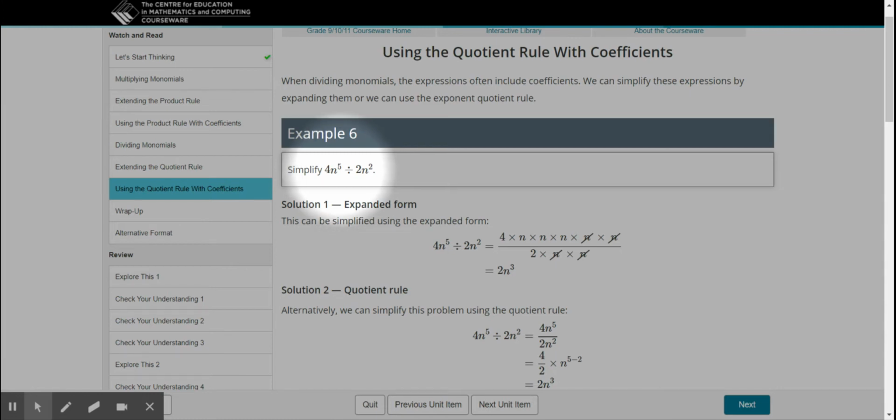So here's the first example. 4n exponent 5 divided by 2n squared. So for us to see it in a detailed fashion, we could do expanded form, which means we take 4, multiply by n by itself 5 times, divided by 2, multiply by n 2 times, and we can see that the two n's that multiply in the denominator cancel 2 in the numerator, and at the end we end up with n cubed, and we just perform the division of the numbers. 4 divided by 2 is 2, so this is our final answer.